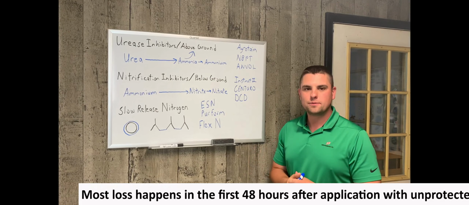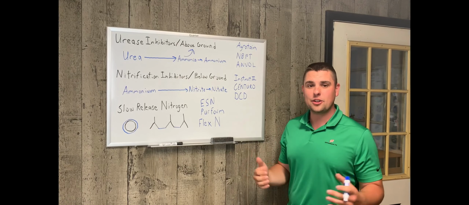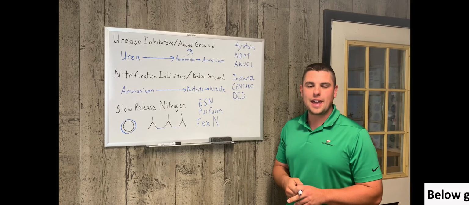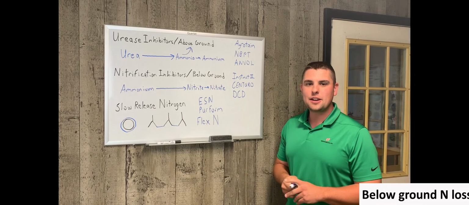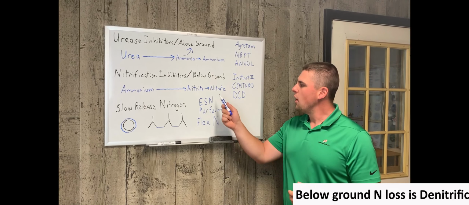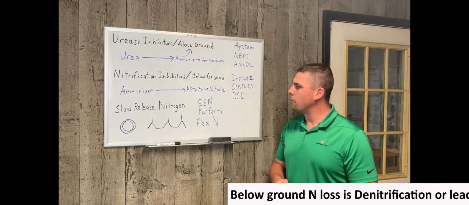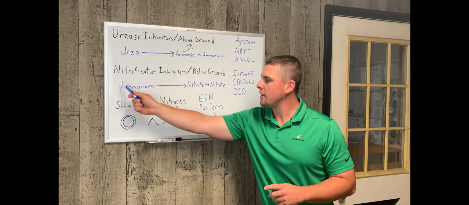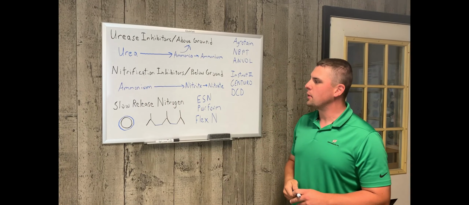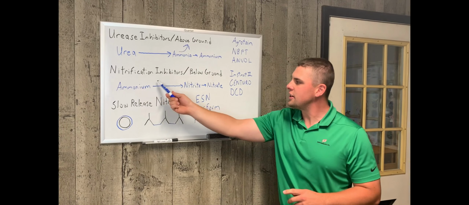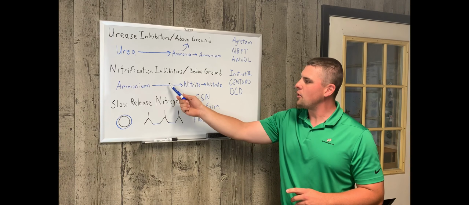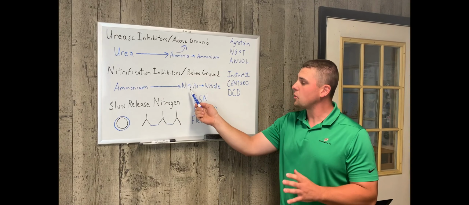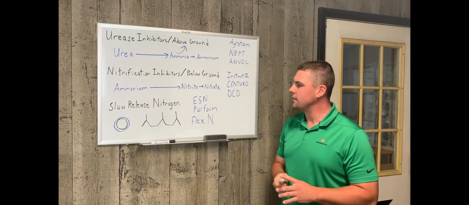Now, once our nitrogen is underground, it's still not safe because we have below ground loss pathways of denitrification and leaching. Denitrification and leaching are only a problem when our nitrogen's in a nitrate form because it's not held as tightly to the soil particles. As long as our nitrogen's in the ammonium form, we're in good shape. So therefore, we've got these nitrification inhibitors that prevent the nitrosomonas bacteria from converting ammonium to nitrite, which then immediately goes to nitrate.